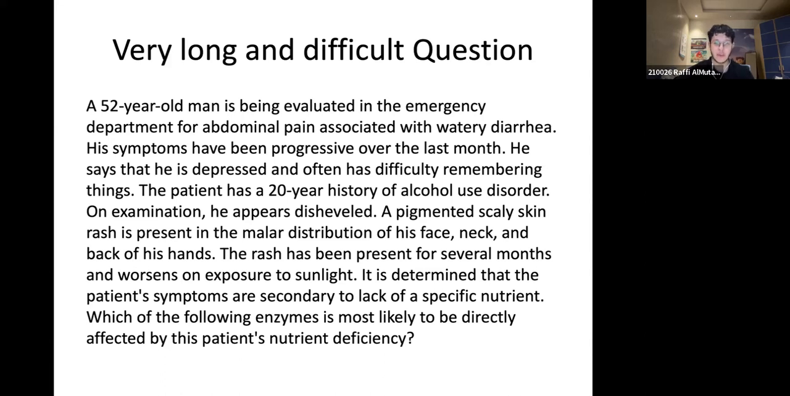On examination, he appears disheveled. A pigmented, scaly skin rash is present in the malar distribution of his face, neck, and back of his hands. The rash has been present for several months and worsens upon exposure to sunlight. It is determined that the patient's symptoms are secondary to a lack of a specific nutrient. Which of the following enzymes is more likely to directly be affected by this patient's nutritional deficiency?